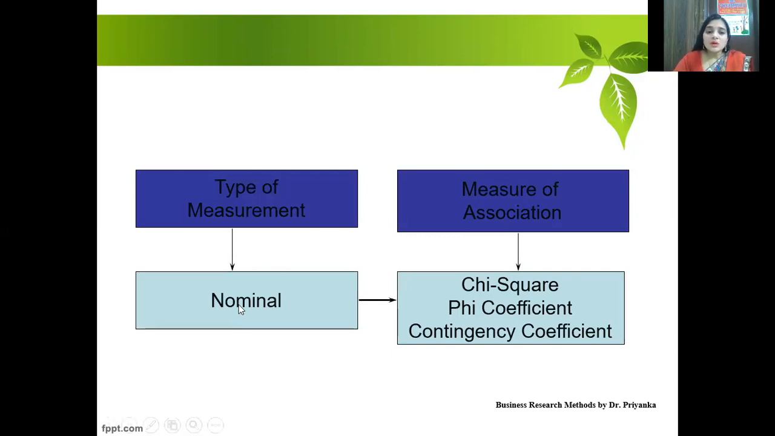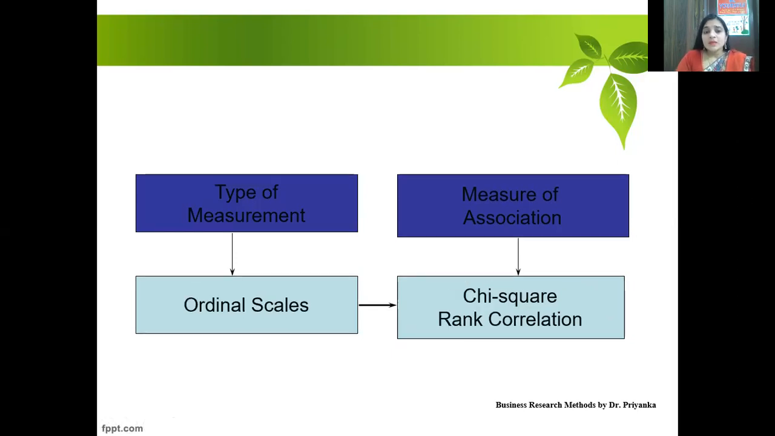When it comes to nominal scale measurement, the measure of association would be either chi-square, phi coefficient, or contingency coefficient, right? In case of nominal scale, when we have taken the data with the help of nominal scale, just the categories. Then when it comes to ordinal scales, that means you have ranking data, then you will be going with either chi-square or rank correlation for measure of association.